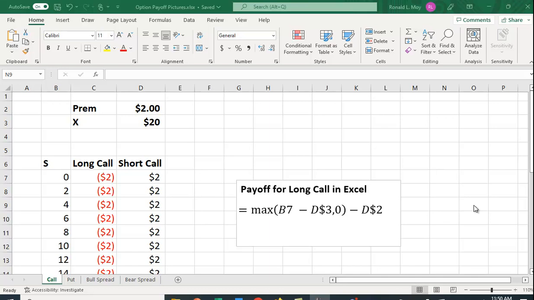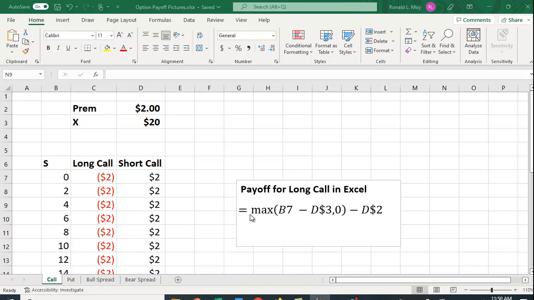In a previous video, I showed you how to draw the payoff picture for a long call option and a short call option in Excel. And just to recap, the payoff for a long call option, that is, you bought a call option, is going to be the maximum of the stock price minus the exercise price, or zero, and then minus the premium that you paid. So that's going to be the profit that you make.